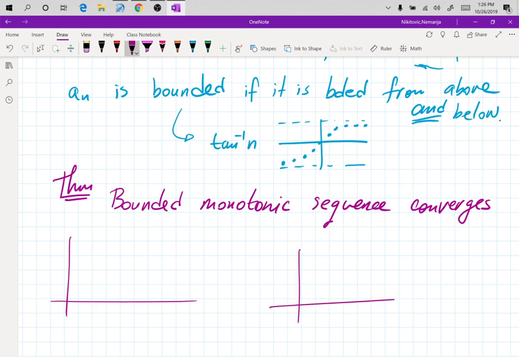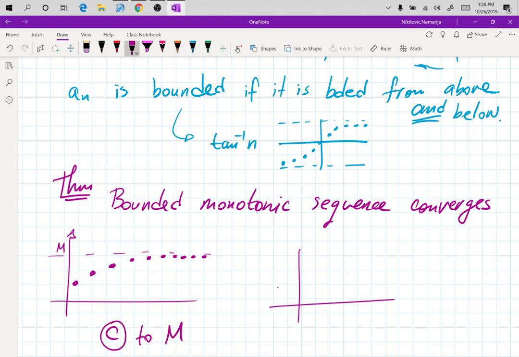If you pick an upper bound of some kind, so this is your M bound because it's the bound above, and you have a sequence always increasing, then it will be always approaching that bound, and it will converge to M.